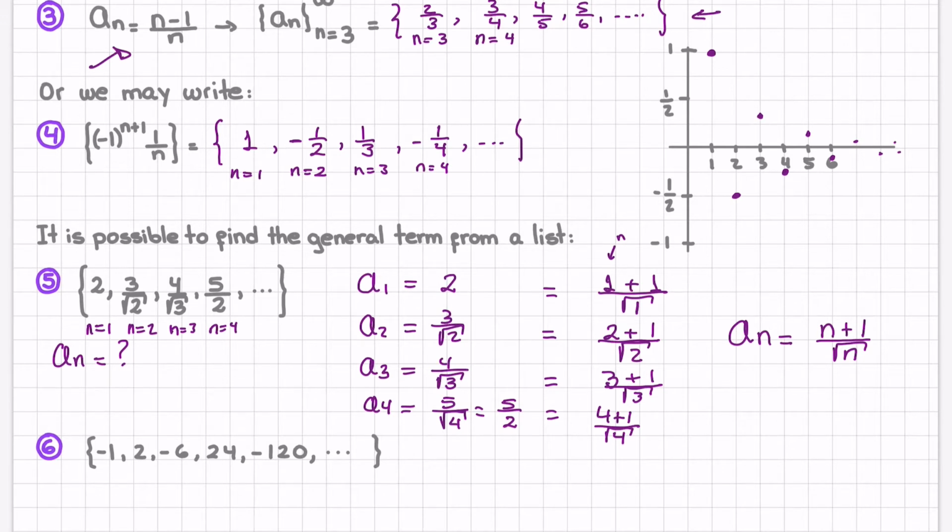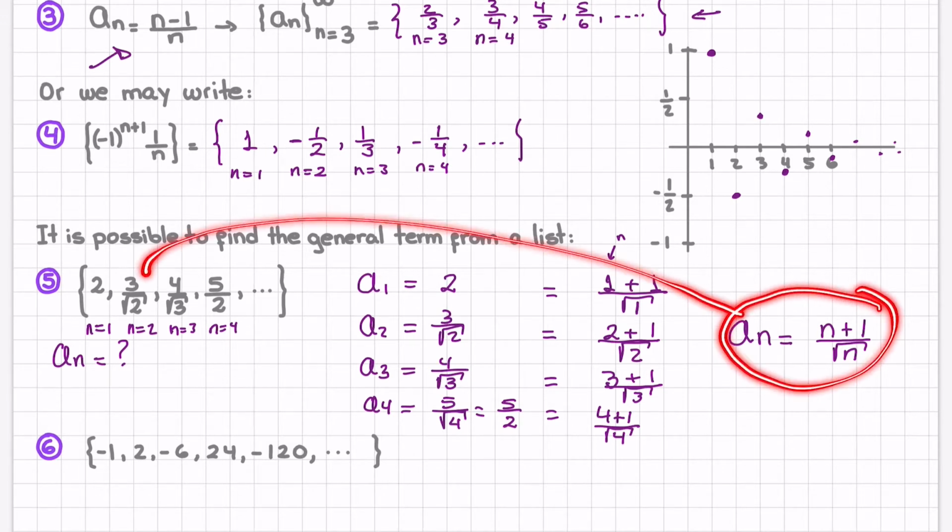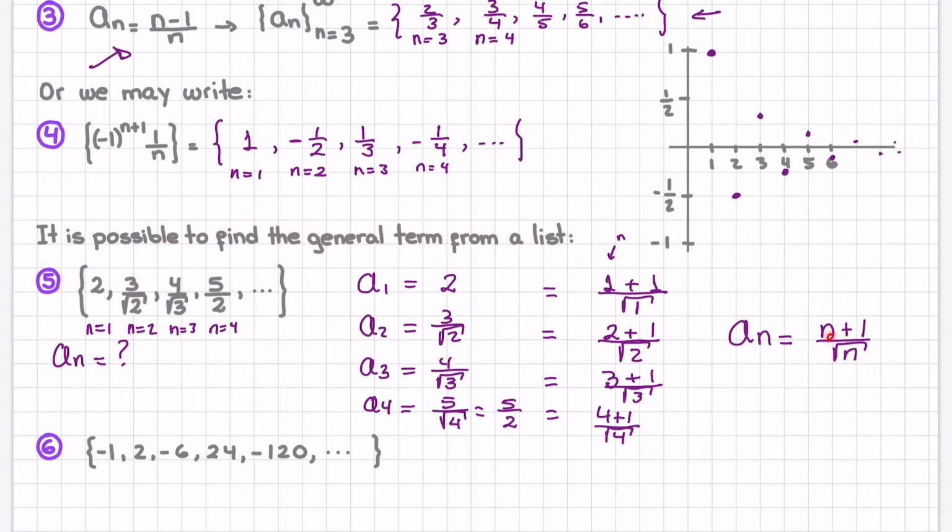You see, when you display this as a list, that's what you get. N equals 1. You get 2 over root 1, which is 2. When you plug in a 2, you get 3 over root 2, and so on and so forth.